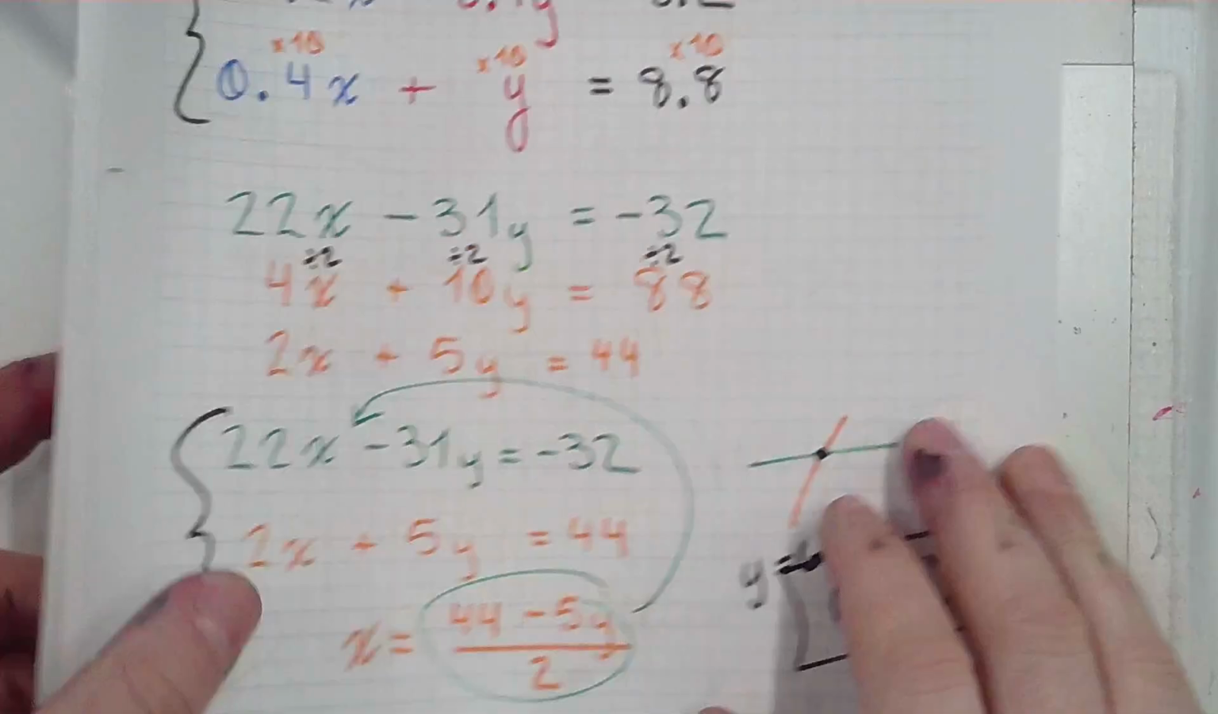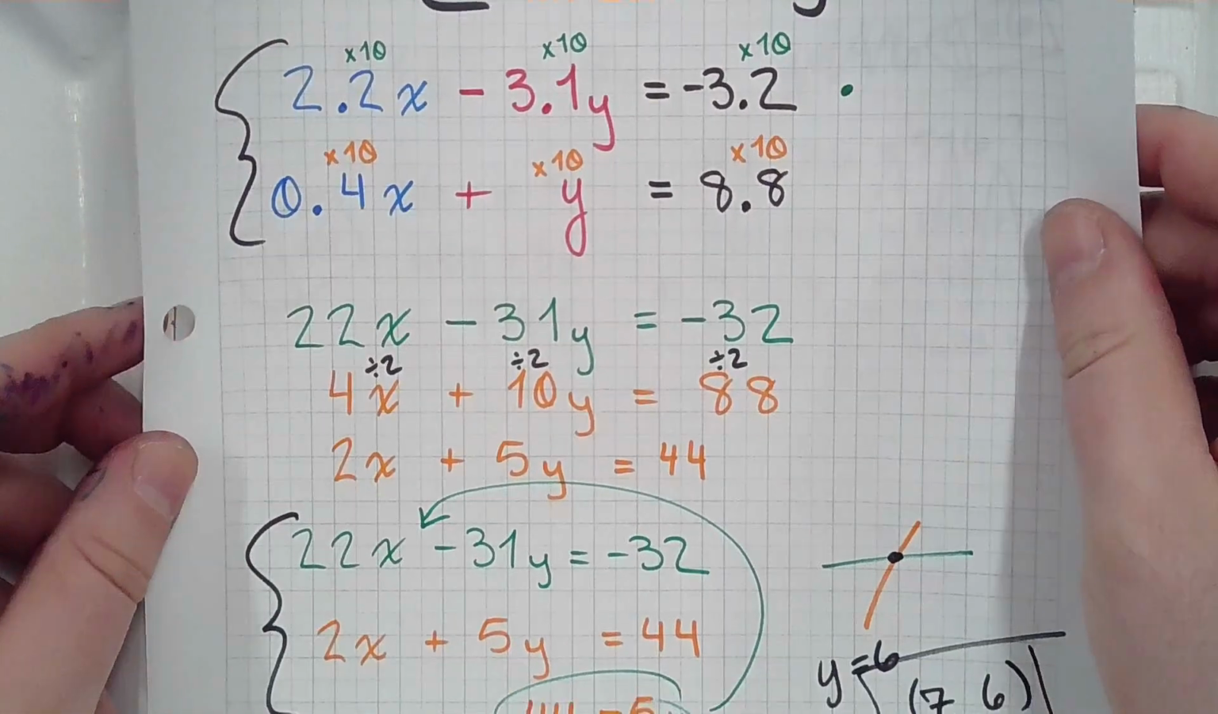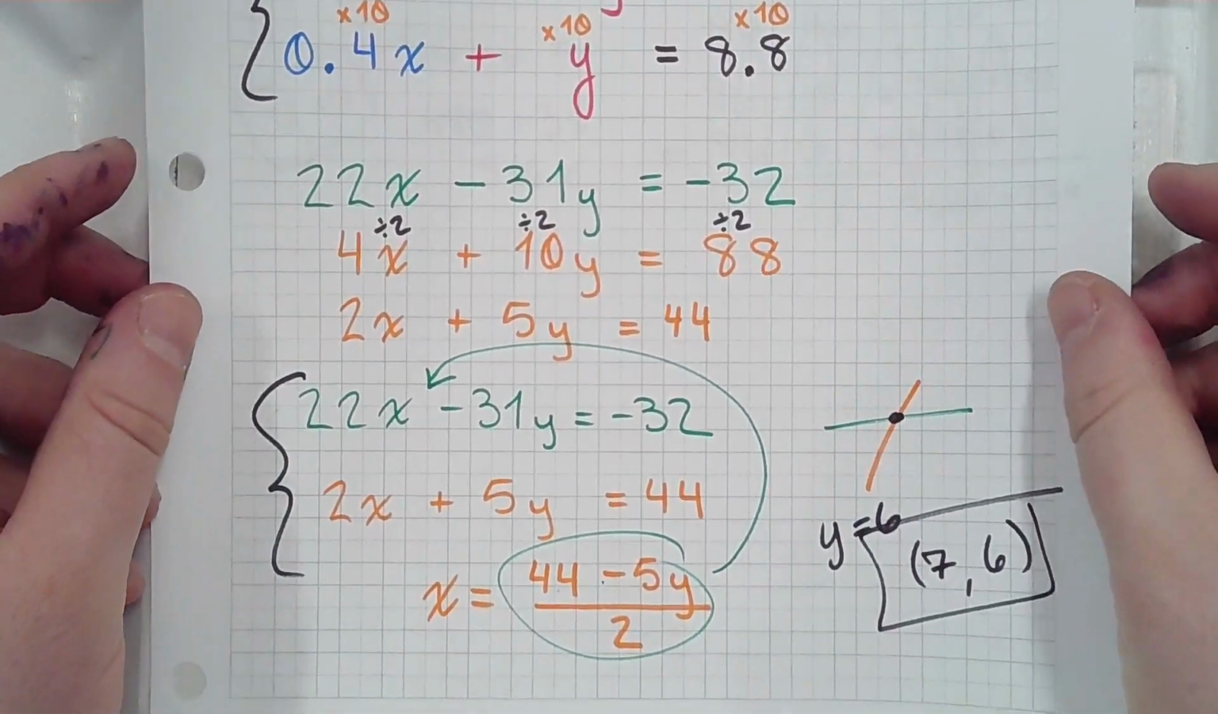So quite a doozy. This is probably the worst case scenario. It's super messy. Multiplying to get rid of decimals, right? Quite a bit of work.